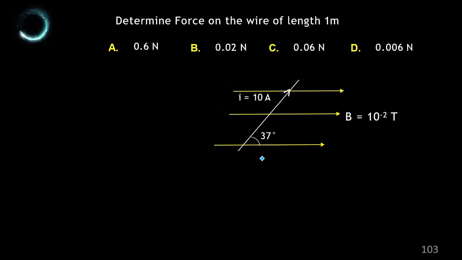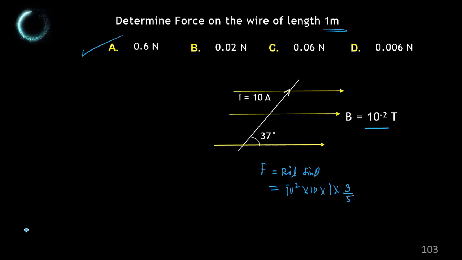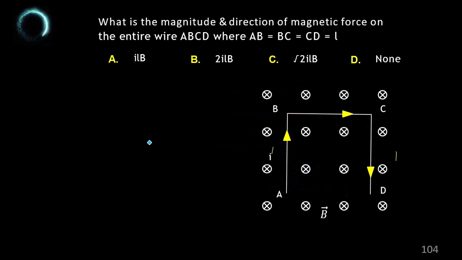নাও দ্য ফোর্স ইজ বিআইএল সাইন থিটা। এইখানে ফোর্স এরকম করে বিআইএল সাইন থিটা। বি দেওয়া রয়েছে 10⁻², আই ইজ 10 অ্যাম্পিয়ার, এল 1 মিটার বলা আছে, কিন্তু সাইন 37, বিআই কত হলো? 0.6। কোনটা? 0.06? 0.06 লিখুন। ওকে, what is the magnitude and direction of the magnetic force on the entire wire ABCD?